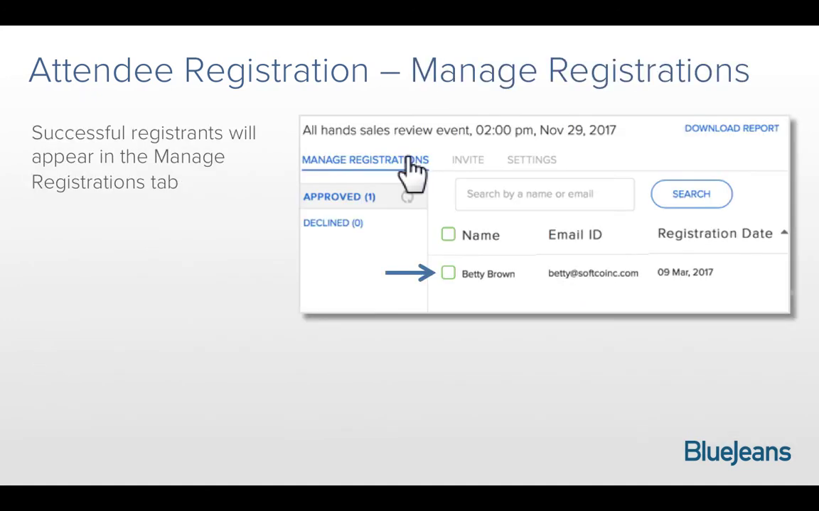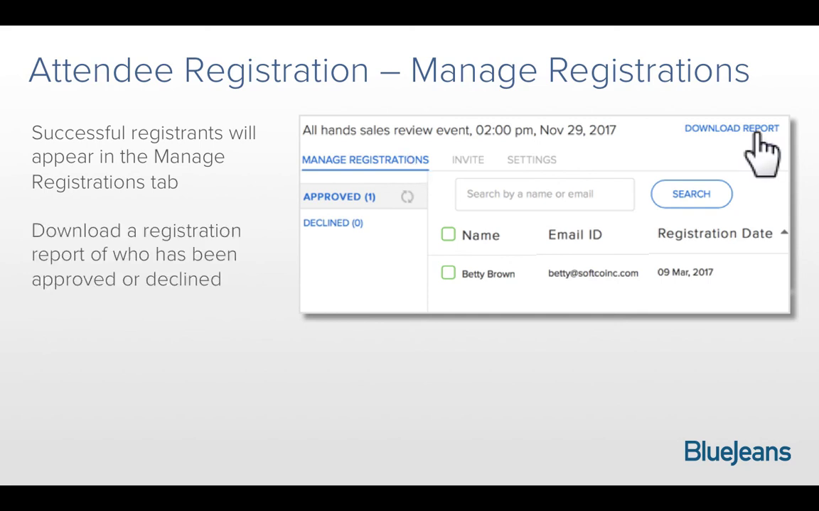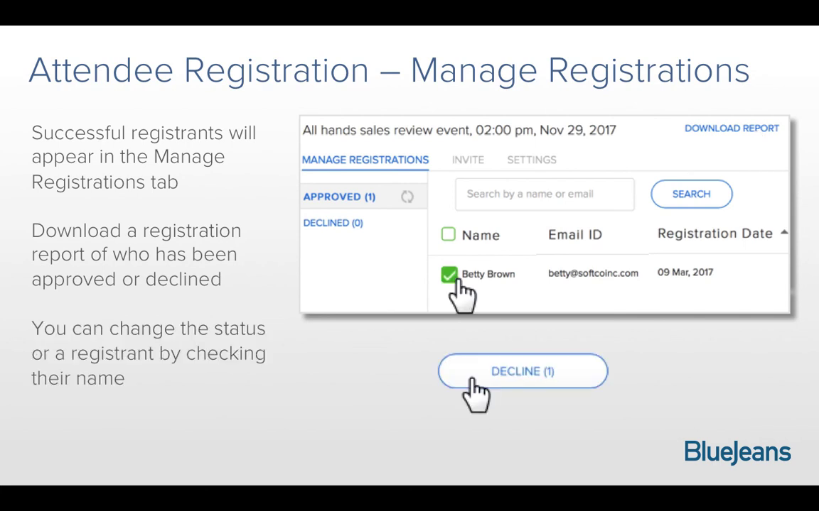Successful registrants will appear in the Manage Registration tab. Download a registration report of who has been approved or declined. And you can change the status of a registrant by clicking their name.